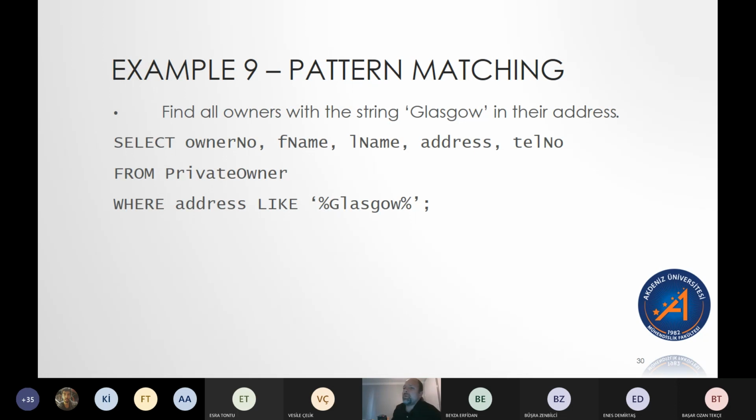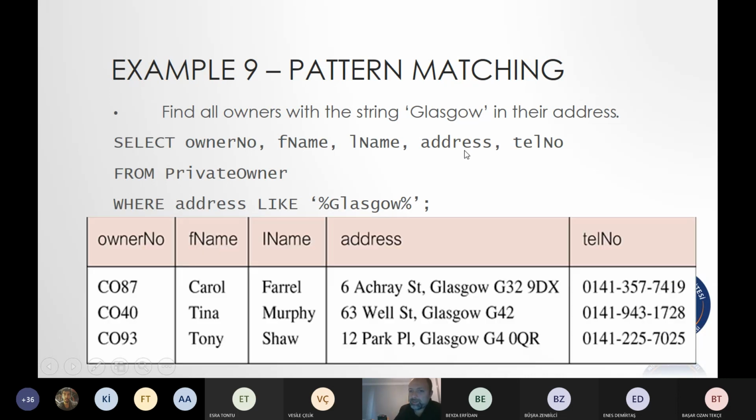So basically, what we're trying to say is we want to get these columns from this table, and we want our condition to be the address needs to have 0 or more characters before this set of characters, and then 0 or more characters after it. So we're saying we want the address to be like Glasgow. So we're trying to get all owners where, in this particular example, the address is stored like this, where the entire address is just stored as one long string of text.